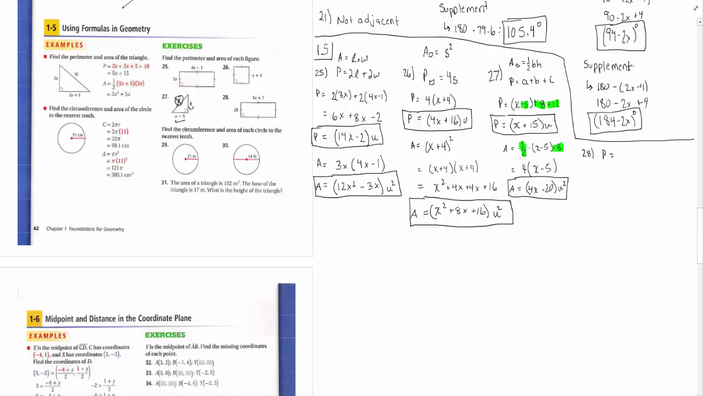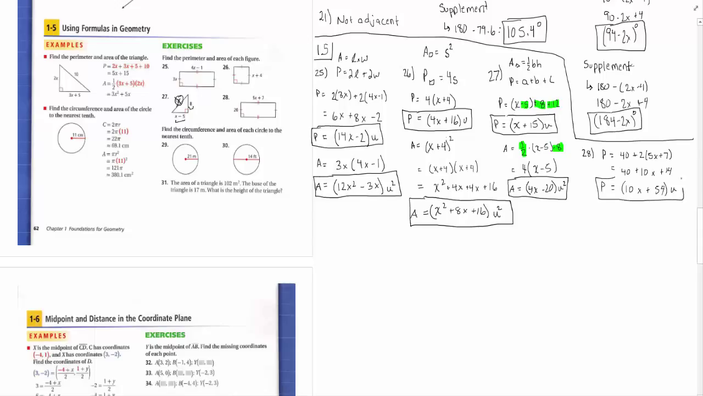28, we got our perimeter, which is 2L plus 2W. So that's going to be 2L, which is 40 for the 20 here. I went 2 times 20. Then I'm going to go plus 2 times 5x plus 7. So again, just go ahead and add these up, combine like terms. It's going to be 40 plus 10x plus 14 if you distribute the 2, which is 10x plus 54. Again, doing perimeter, it's going to be units.